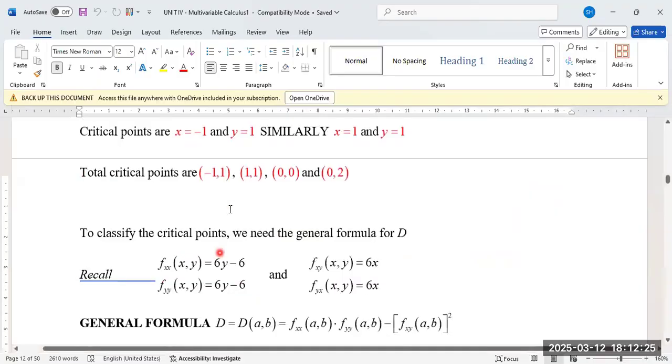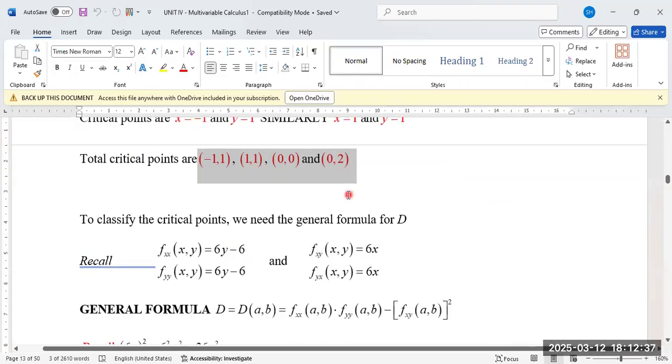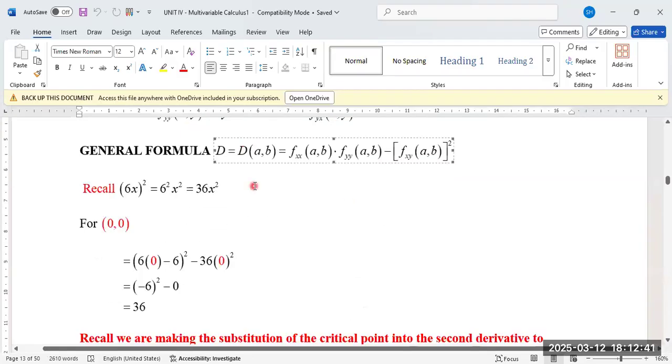So what we're doing today, we're working on the assumption that our critical points are negative 1, 1, 1, 1, 0, 0, and 0, 2. What we're doing for today is just going ahead and substituting into our general formula to be able to classify each of those critical points. So remember, it's going to be f of xx times f of yy minus f of xy all squared.